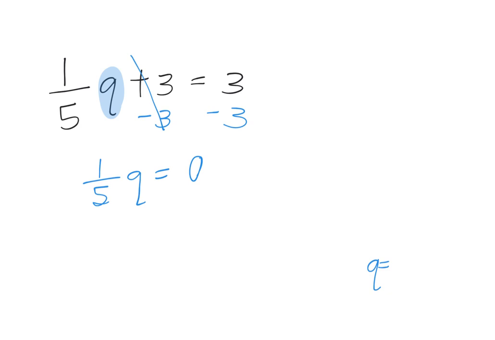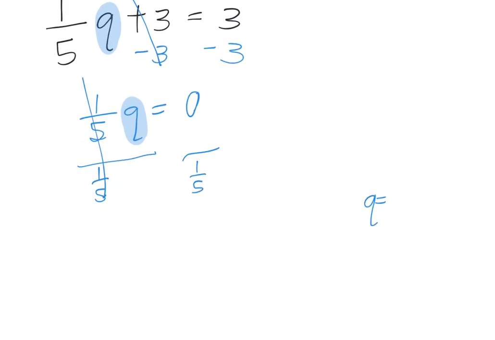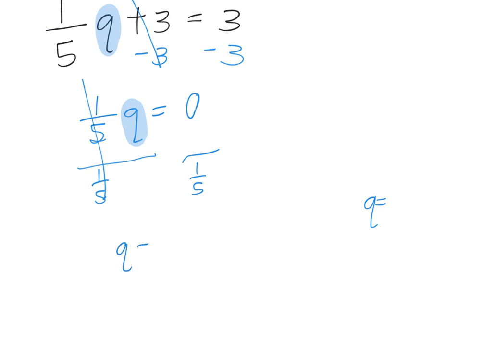Okay, so from here, I'm still looking for q. And that relationship between 1/5 and q is multiplication. So I can divide by what I don't want. And what I don't want is that 1/5. To leave me with q equals 0 divided by 1/5. You can do that in your calculator, but 0 divided by anything is 0.